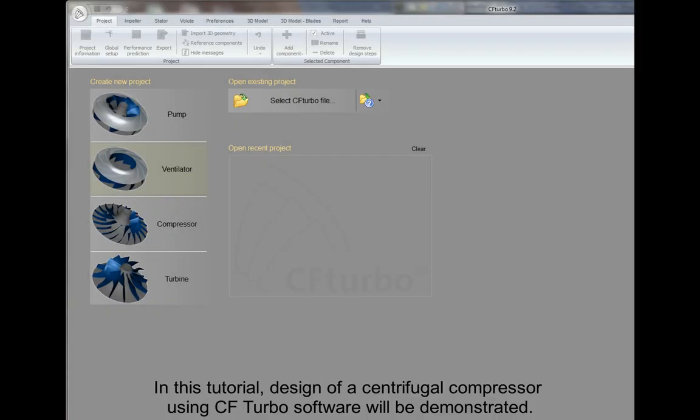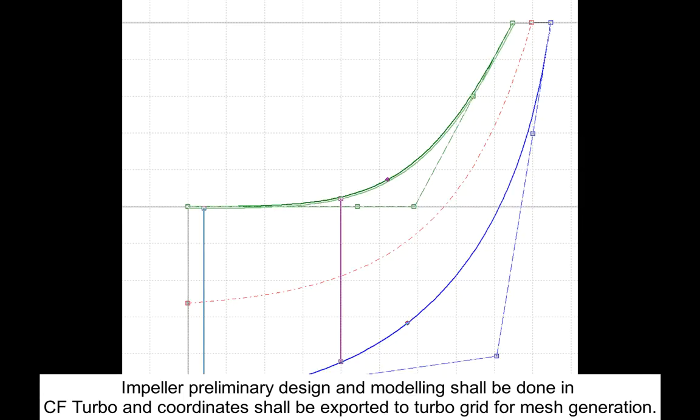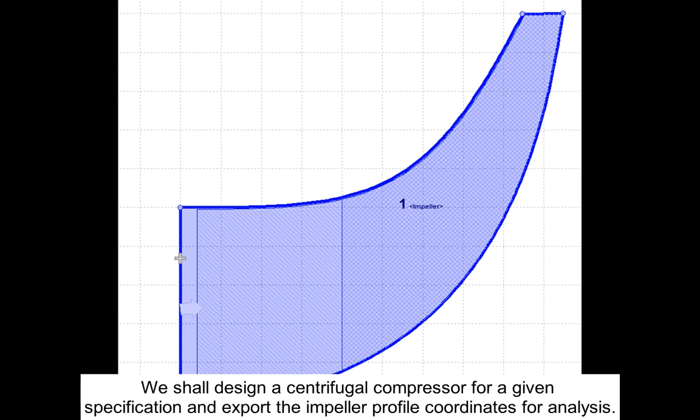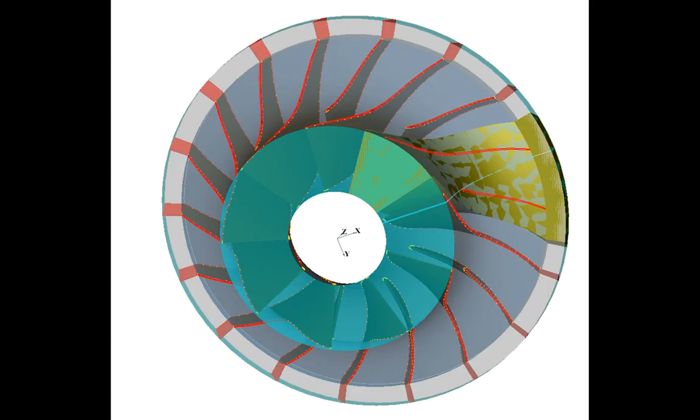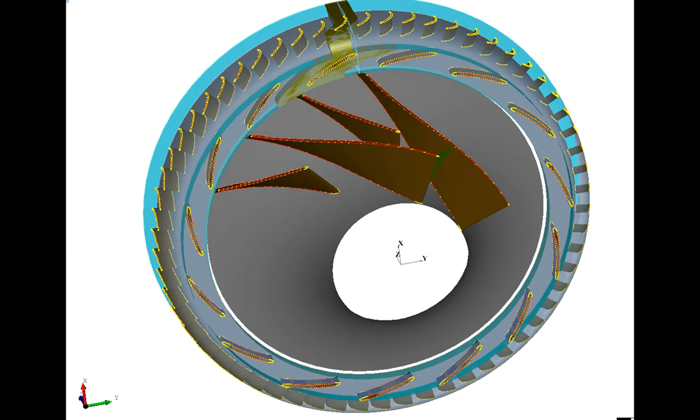In this tutorial, design of a centrifugal compressor using CFturbo software will be demonstrated. Impeller preliminary design and modeling shall be done in CFturbo and coordinates shall be exported to Turbo Grid for mesh generation. We shall design a centrifugal compressor for a given specification and export the Impeller profile coordinates for analysis. Input will be design specification along with geometric constraints. Output will be centrifugal compressor profile coordinates.